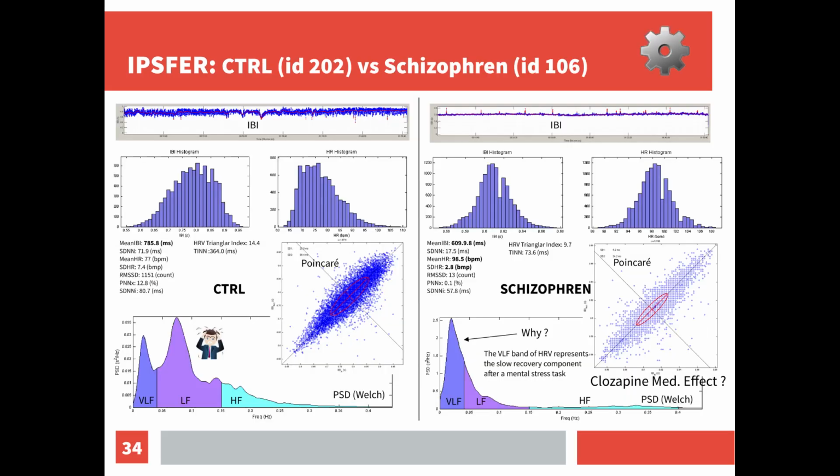Comparing heart rate variability, HRV, between control and schizophrenic groups reveals significant differences. The control group shows a higher mean interbeat interval, IBI, and standard deviation of NN intervals, SDNN, indicating better autonomic regulation. In contrast, the schizophrenic group exhibits reduced HRV metrics, potentially influenced by clozapine medication, suggesting altered autonomic function and stress recovery.